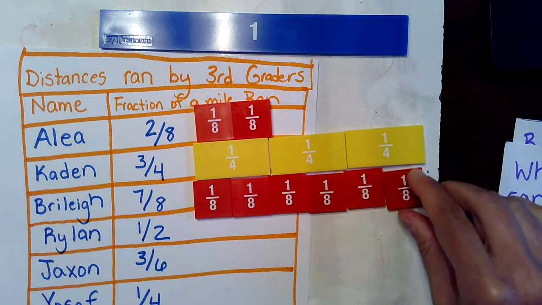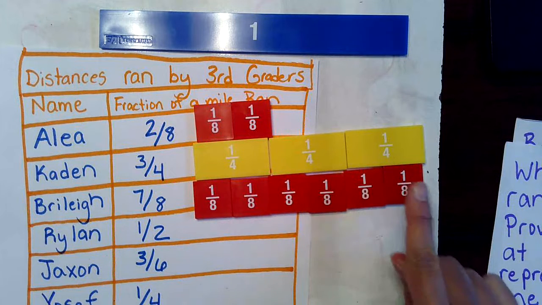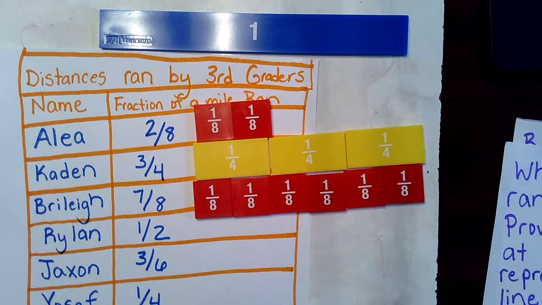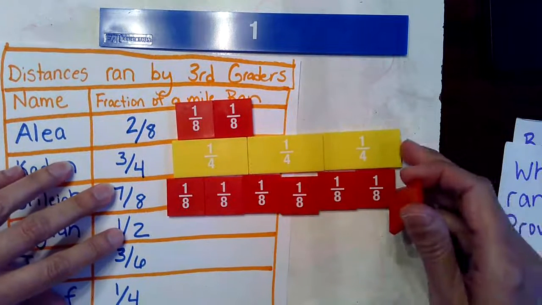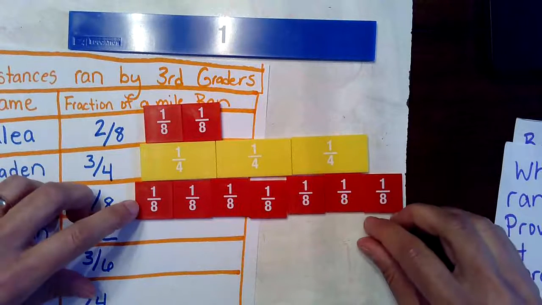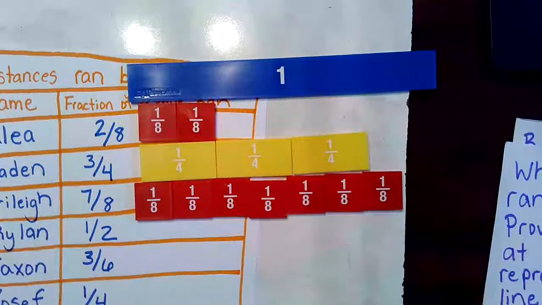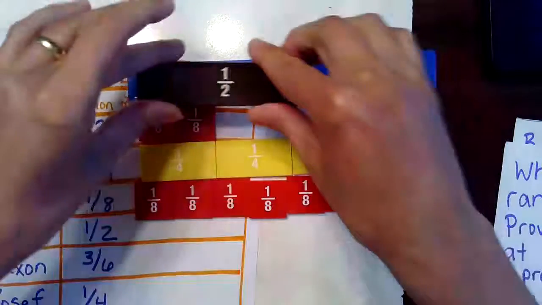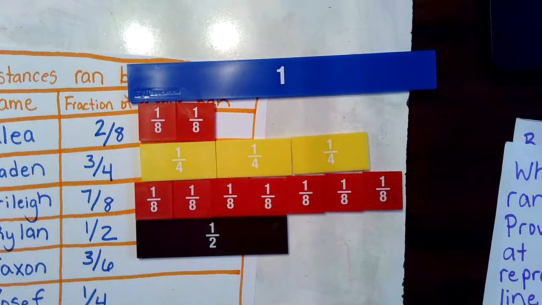Now, Rylan, he was 1/2 of a mile. Remember, when we take a whole and split it in 2 parts, that would be one of those parts. So there's Rylan. Jackson, we've already talked a little bit about. He was 3/6 of the mile. And then Joseph, he is 1/4 of a mile. Okay, he's just 1/4 of a fourth here. And then we have Maddie. Can't really see her right now. I'm sorry about that. She was 6/8.